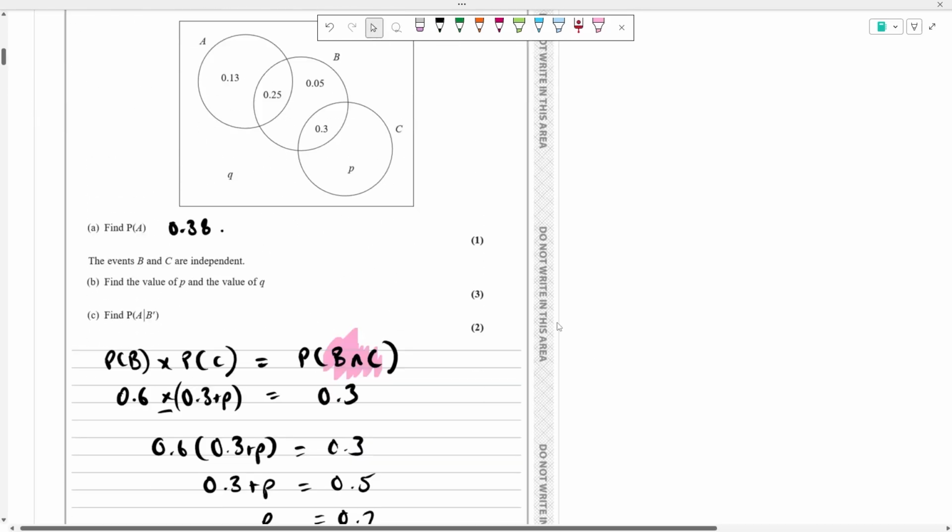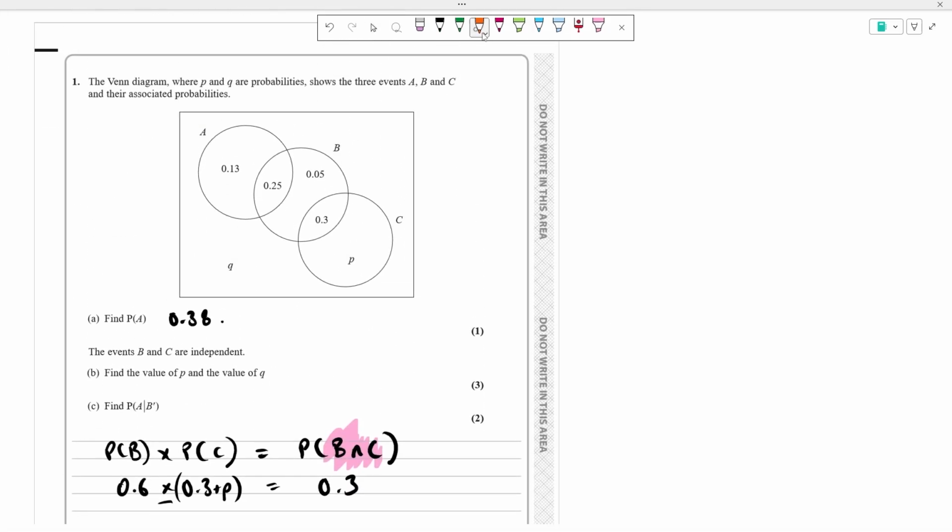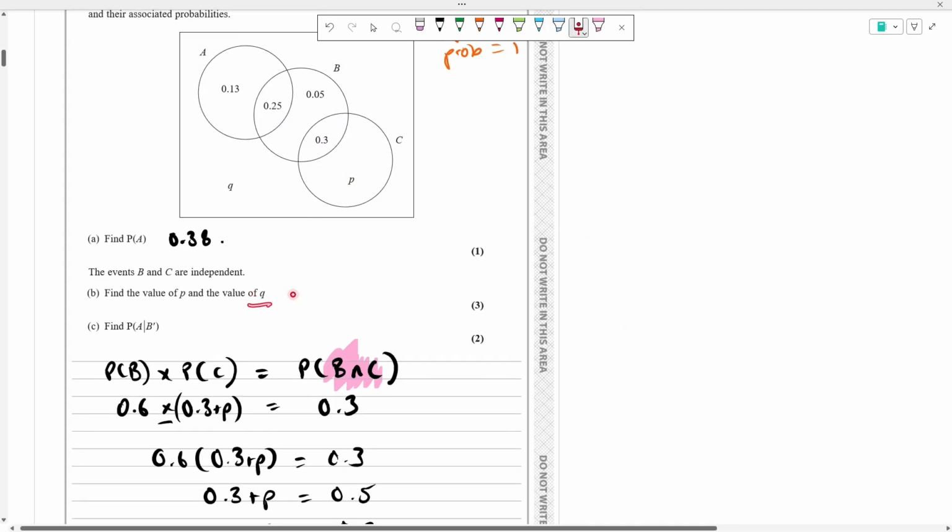Cool. Now, whenever you have probabilities questions, I think it's a good habit to also write on the side that all your probabilities equal 1. Sometimes it's just overlooked, even though it's such a simple thing. That just means that when you add all these probabilities together, they add up to 1. We worked out P, we also need to work out the value of Q as well.